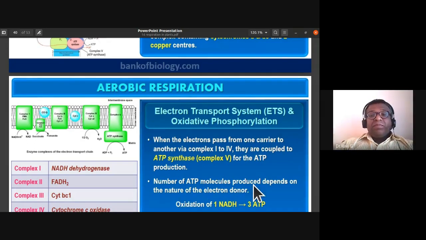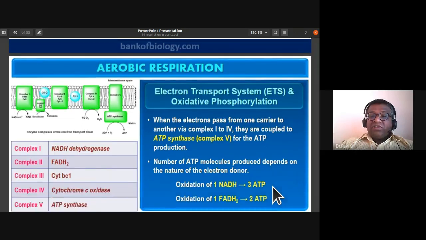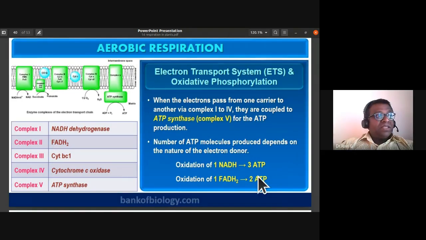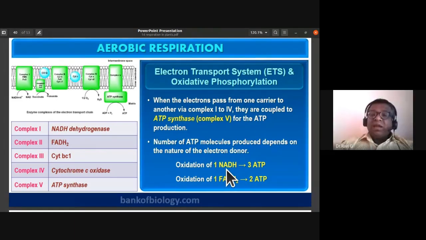The number of ATP molecules produced depends on the nature of the electron donor. If one NADH, the energy rich molecule, undergoes oxidation, it forms three ATPs. You already know what NADH is, nicotinamide adenine dinucleotide. If it has H, we call it reduced nicotinamide adenine dinucleotide, and it produces 3 ATP.